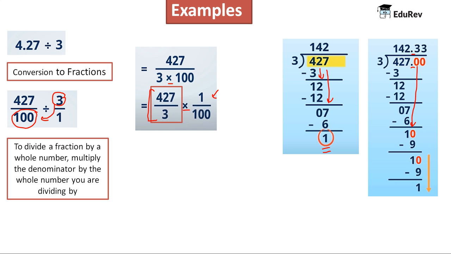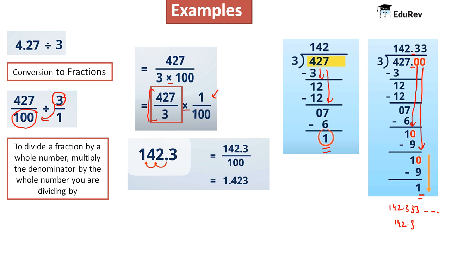Again this is not 0. Again we will pull down the 0. Again we will divide the number 10 with 3. Dividing the number 10 with 3, we will get 3 into 3 is equal to 9. Subtracting this, we will again get 1. This will continue like this, and the answer will be 142.333 and so on. We will round off this to 142.3 so that our calculations get little easier.